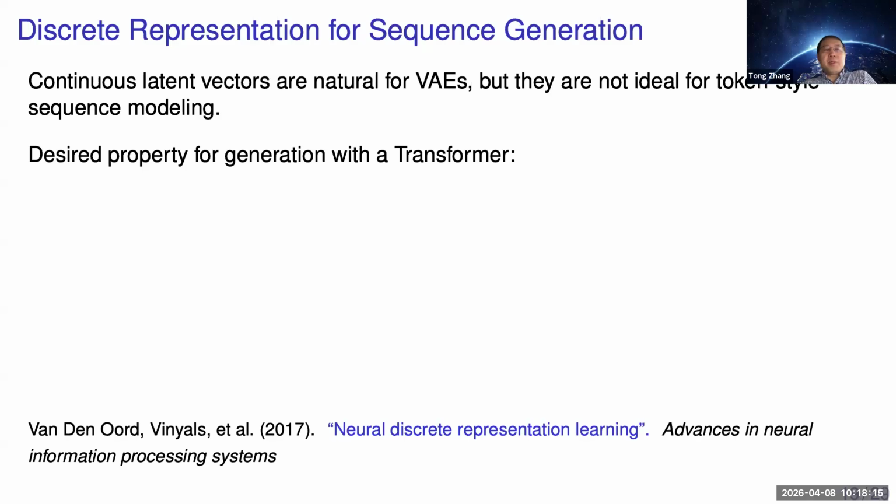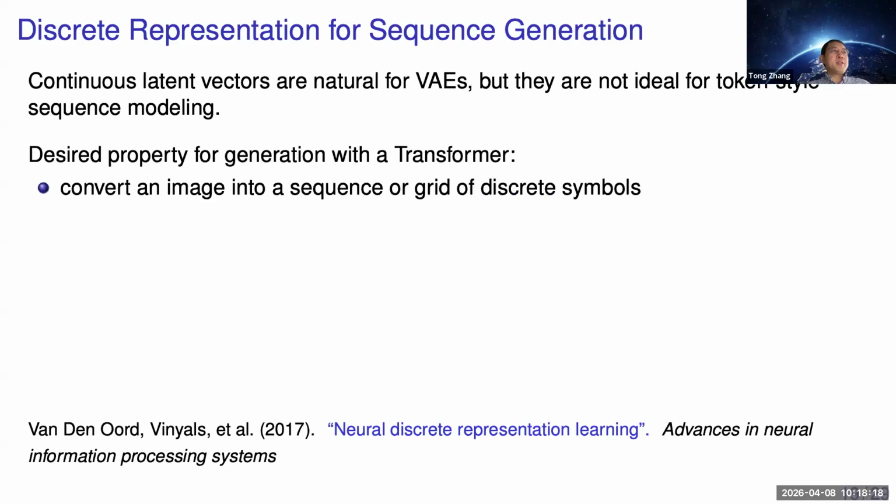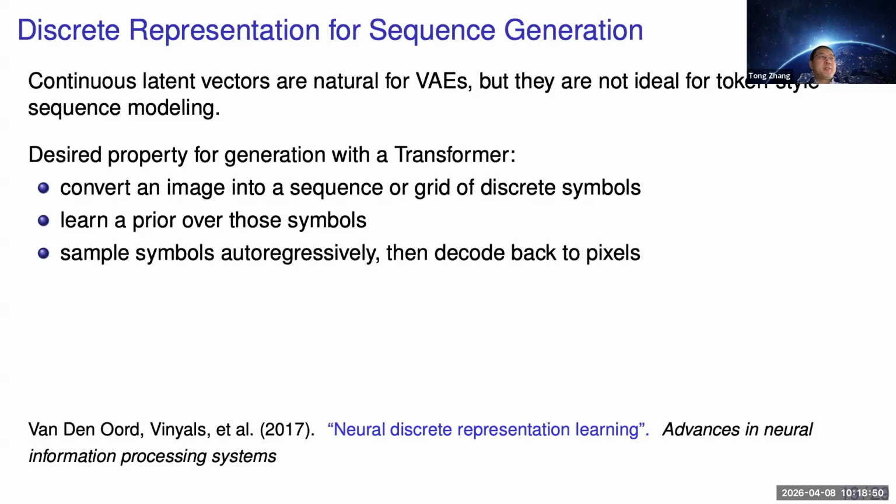If we think about the design property, it has to convert the image into a sequence of discrete symbols, and then you can learn a prior over these symbols. This prior is basically just a sequence model. Think about image patches. If you have 16 by 16 image patches, that's 256 tokens, and you need to generate these 256 tokens. Each patch you can either encode from the image or decode back to the image. You sample these symbols autoregressively, then decode back to pixels. This is basically the pipeline you want to think about.